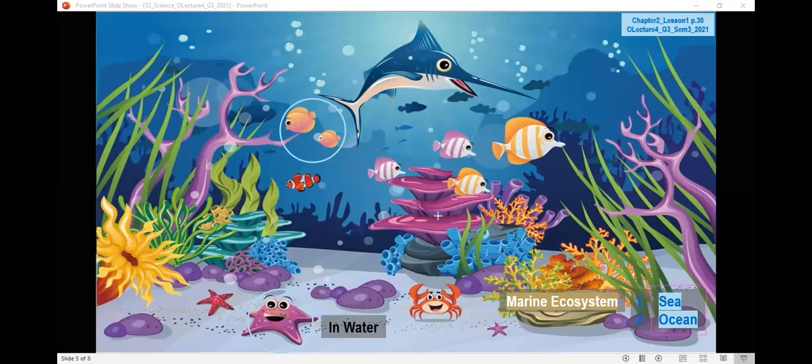This is the marine ecosystem. This is the sea or ocean, but from now on, you will start calling them marine ecosystems. When the water is salty, like the water of the sea or the ocean, you have to call this ecosystem a marine ecosystem. Lots of plants and animals like fish and sea stars. Sharks are also examples of animals that live in marine ecosystems.